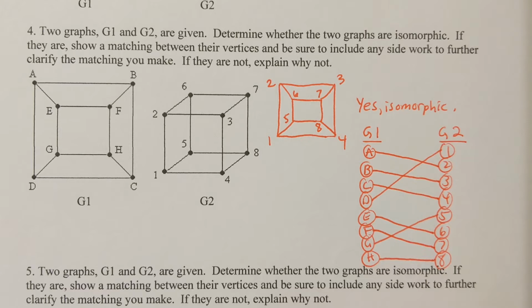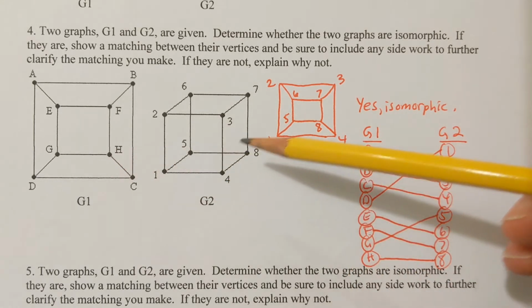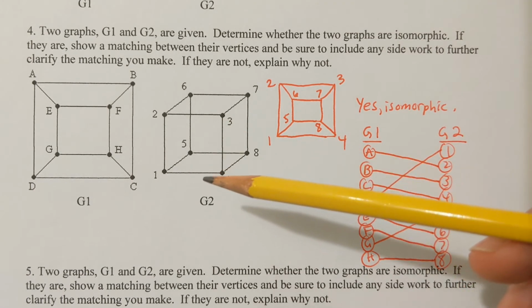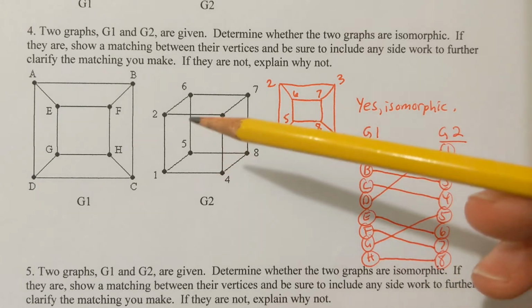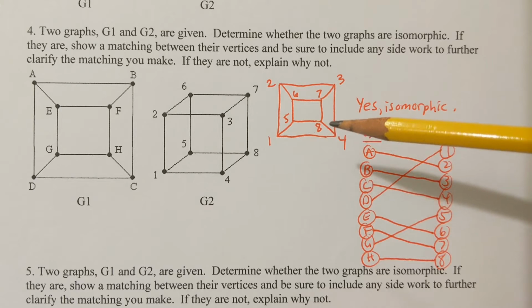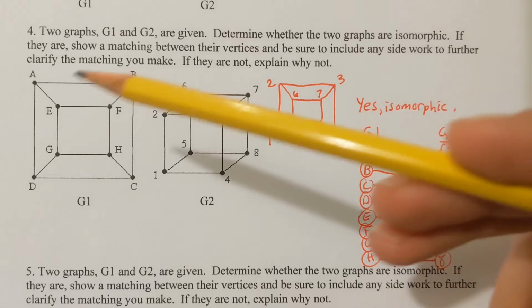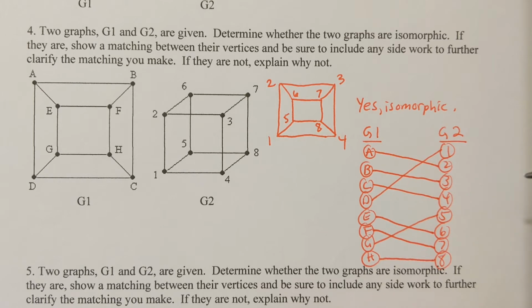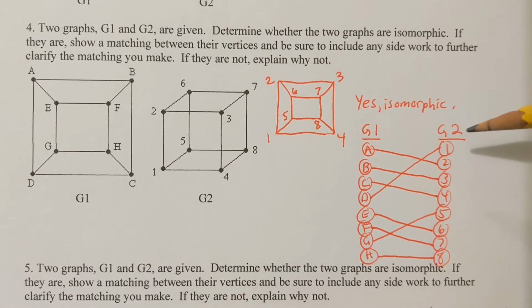Problem 4, two graphs G1 and G2 are given. Determine whether the two graphs are isomorphic. If they are, show a matching between their vertices, and be sure to include any side work to further clarify the matching that you make. If they're not, explain why not. So here's G1 and here's G2. In G2, if we pull vertices 1, 2, 3, and 4 outside of vertices 5, 6, 7, and 8, then you can see that what I've got here looks very much like what I have in G1. So I'm going to say yes, they're isomorphic, and here's the matching.